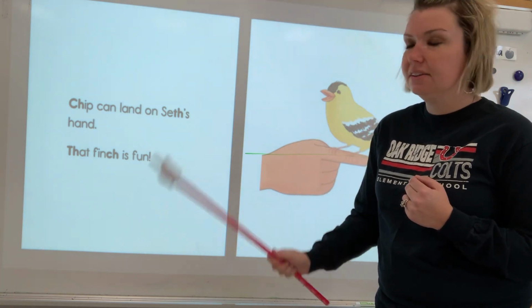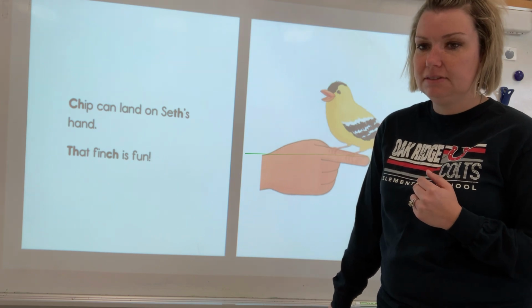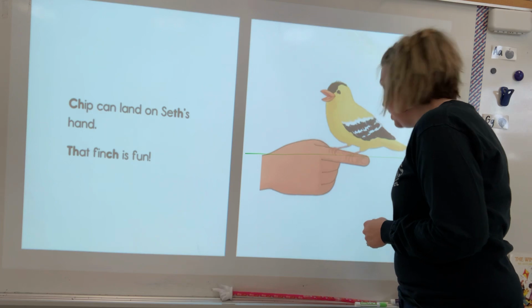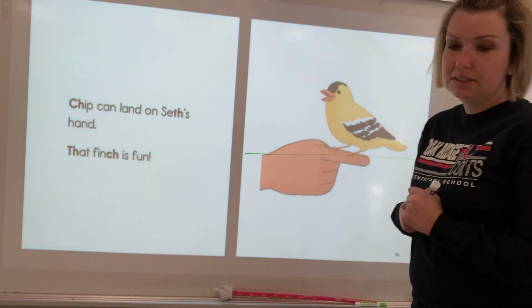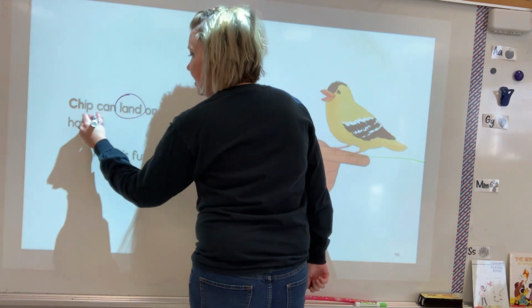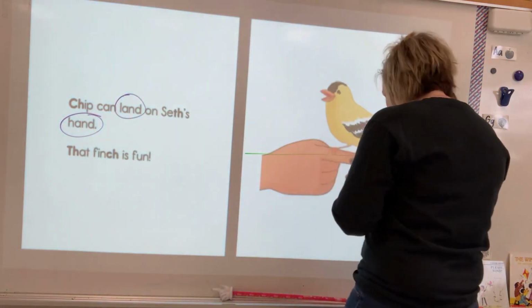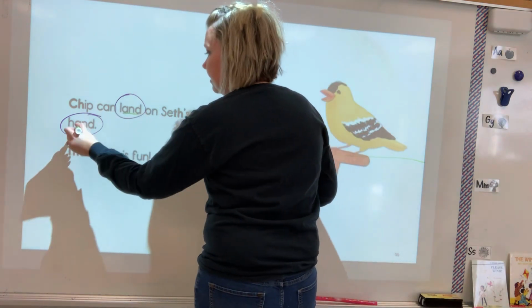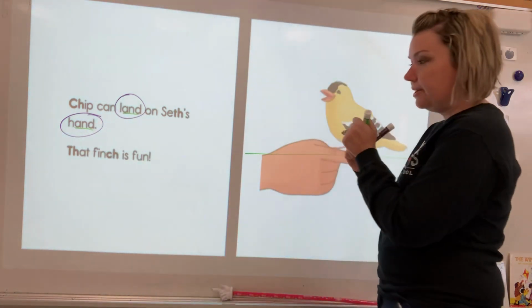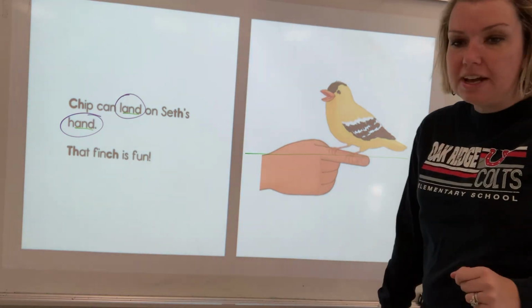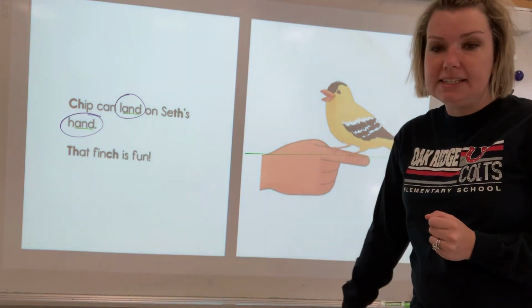Smriti? A line. Rhyming words. What two words rhyme, Smriti? Land and hand. Yes, land and hand. They both end with "and." So they rhyme. Excellent. And Russell, will you please read this last sentence for me?